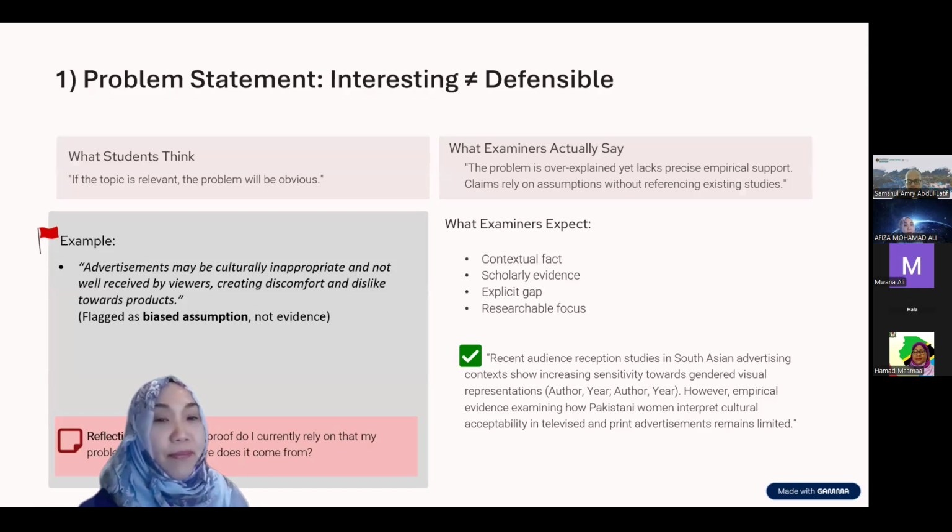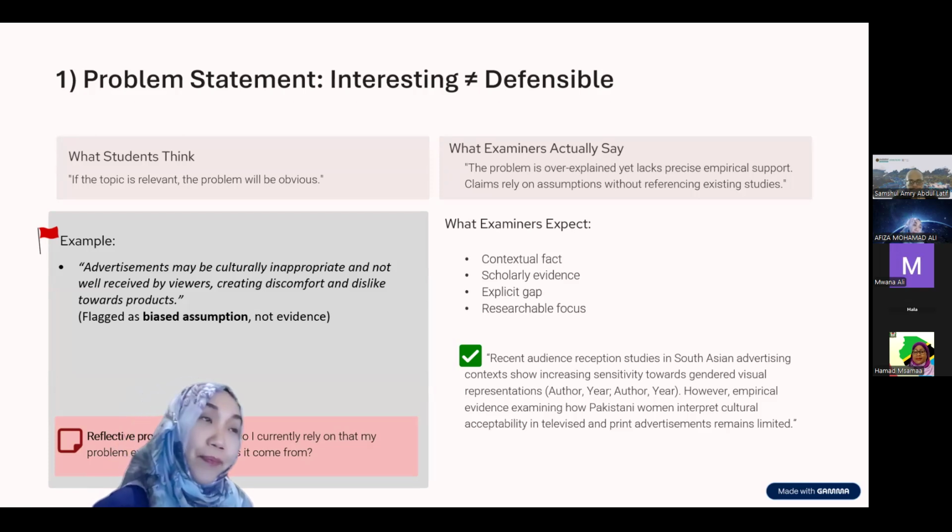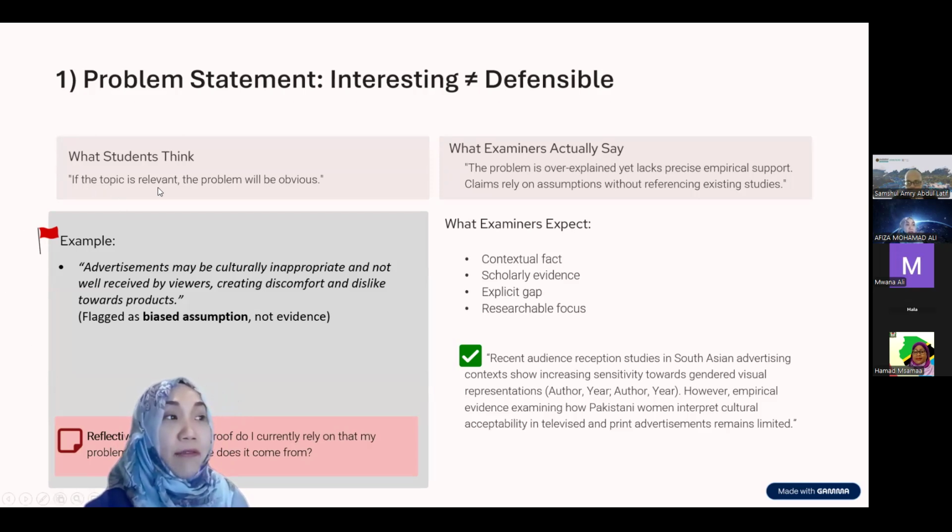Now, not surprisingly, the thing that examiners comment on most often would be the problem statement. This is the most expensive paragraph in your thesis, guys, the most expensive. The examiner will say, where is the problem? I don't see the problem. Students think that if the topic is relevant, the problem will be obvious. You want the examiner to think on his own. No, the examiners want you to write it out for them. Don't keep them guessing.